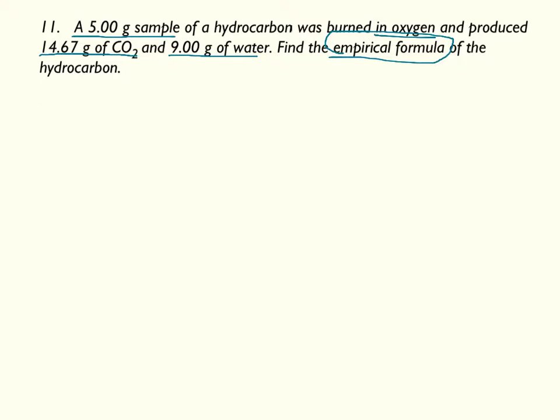So I'm going to write a chemical equation, but I can't write a balanced chemical equation because I don't actually know if that's C6H6 or C2H5 or C1H32. I have no idea. But a chemical equation is always a good place to start. It's a good place to visualize the reaction.